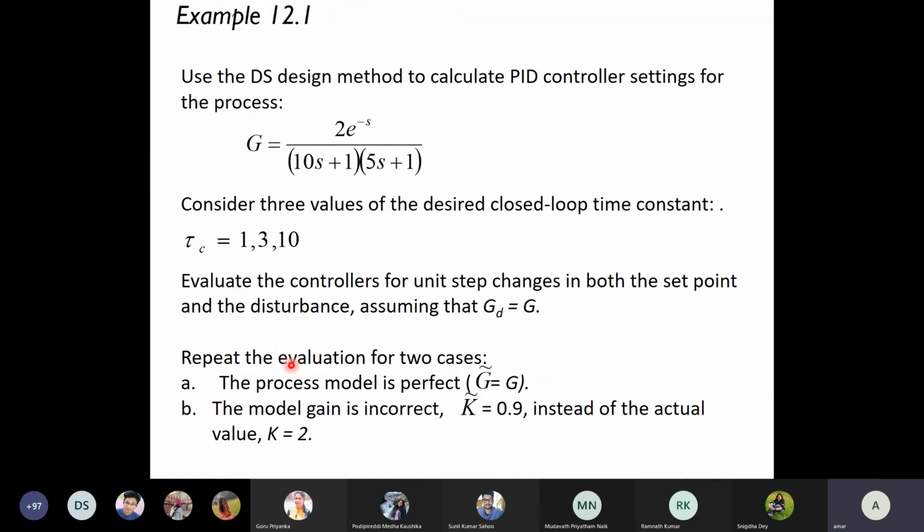And now we repeat the evaluation for the two cases: when the process model is perfect, and when the model gain is incorrect, and that means the model gain is k equal to 0.9 instead of k equal to 2.